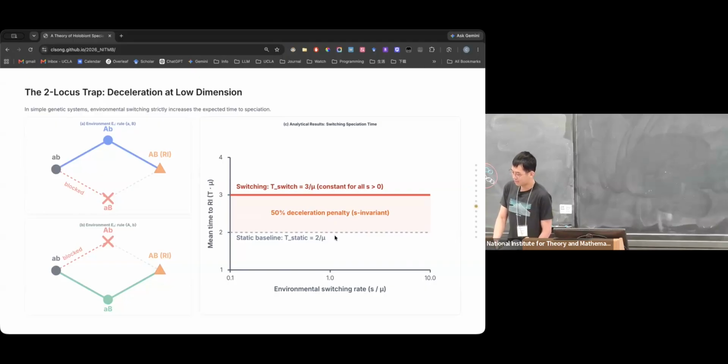The static baseline is how long it takes if they're only in one static environment, so 2 over mu. But we can prove mathematically that in this class of model, if we allow switching, speciation always takes 3 over mu. So it's always going to be a 50% penalty for allowing switching. Again, this shows that Barker and Bockstein's model does not capture the full possibility with the presence of a shifting landscape.